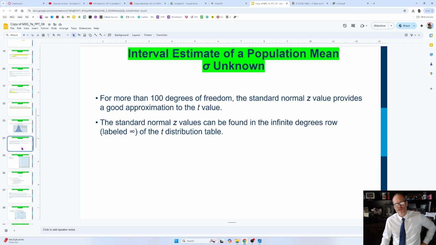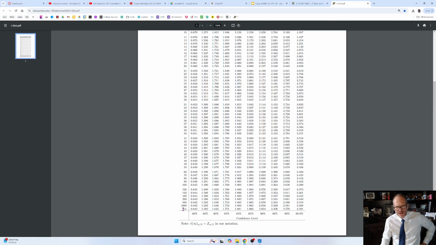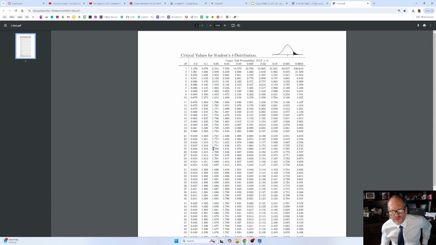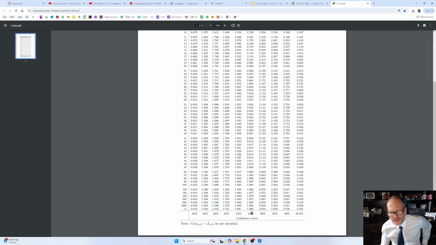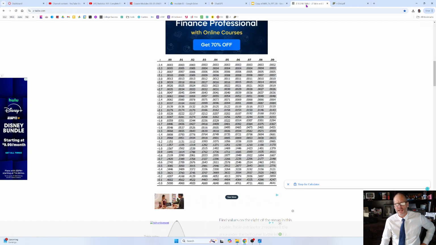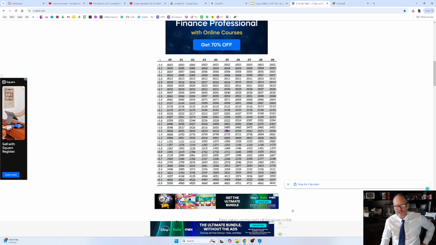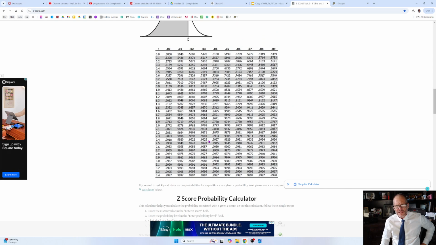For more than 100 degrees of freedom, the standard normal z-value provides a good approximation to the t-value. And the standard normal z-values can be found in the infinite degrees row of the t-distribution table. Is there an infinite degrees row? There it is. For 0.025 in the upper tail, if we were doing a 95% confidence level, there's the confidence level. I like this table, 95%. It's 1.96, and that's exactly what we got at a 95% confidence level in the upper tail. That's 97.5, and 97.5 is right there, 1.96.